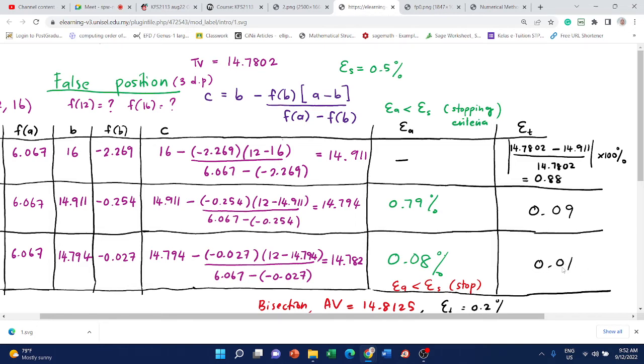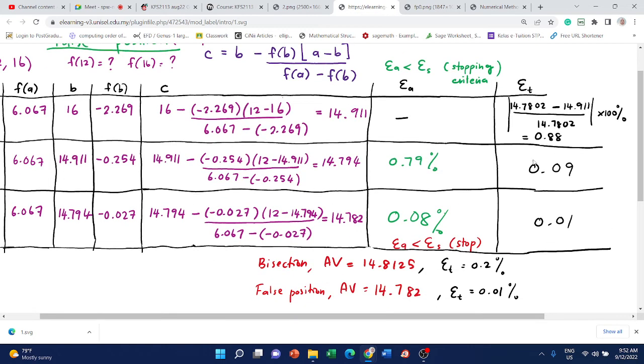Okay, 0.01. So how do we get 0.01%? The step is the true value, which is 14.7802, minus your approximation value, which is the last one, 14.782, divided by the true value and then times 100%. Take everything positive, no negative number. Times 100%, then you get 0.01%. So everything in the relative error column here is in percentage units.